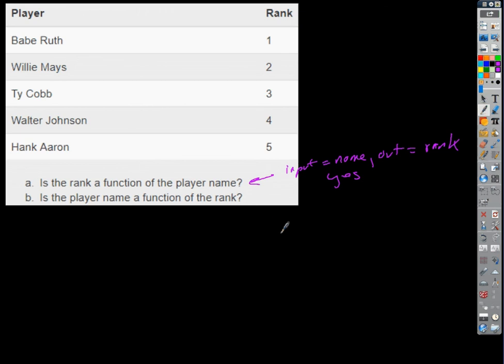Okay, how about down here? What's the input there? And the output? Is that a function? Yeah, it is, both ways. So later on, we'll call that an invertible function, if we can trade around the domain and the range and it still works.